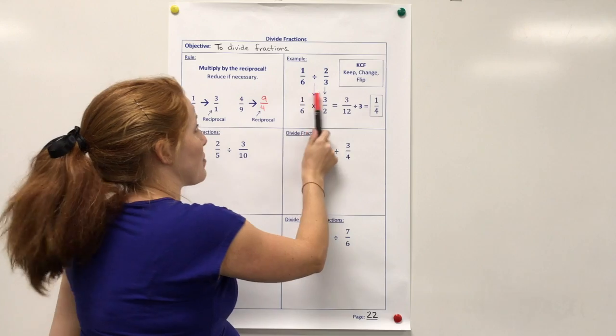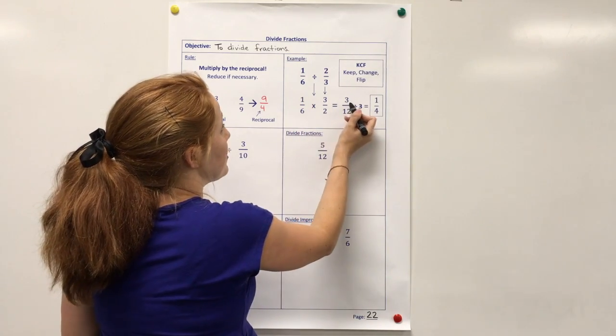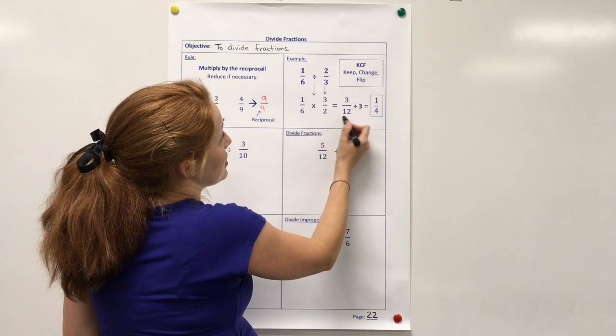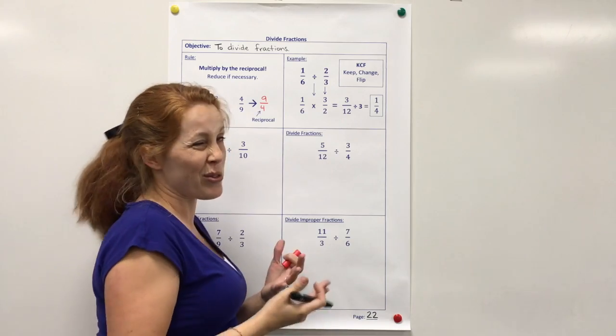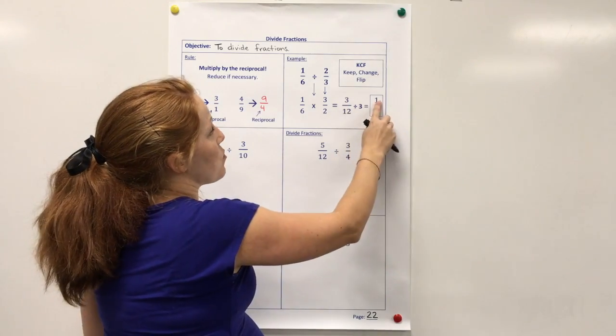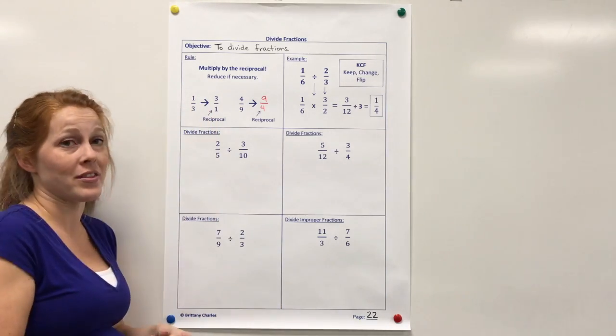All right, so then, after I've done KCF, then it's just like I learned to multiply fractions. The top times the top, and the bottom times the bottom. So 1 times 3 is 3, 6 times 2 is 12, and then I can reduce this by dividing by 3 or 3/3, and that would give me 1/4. All right, so now let's actually try this.